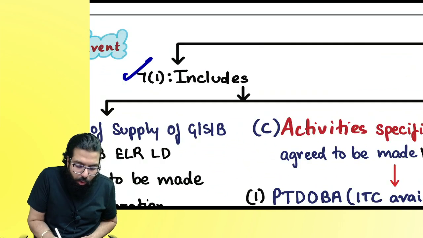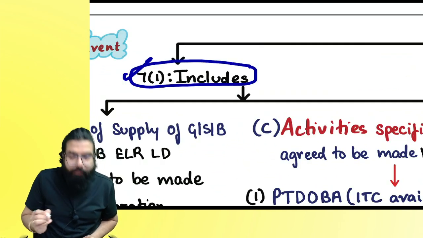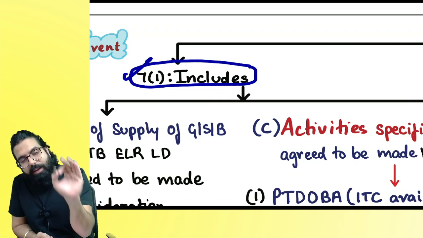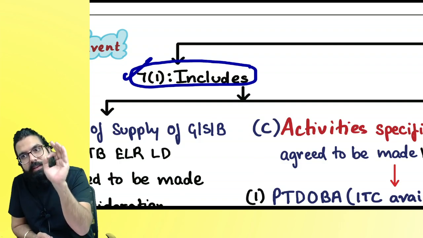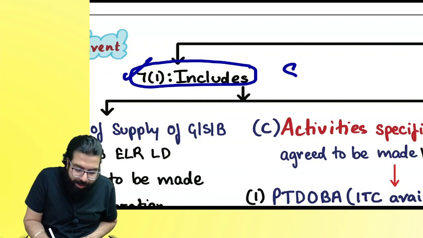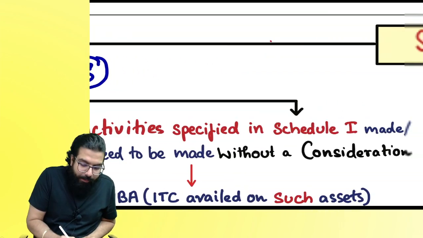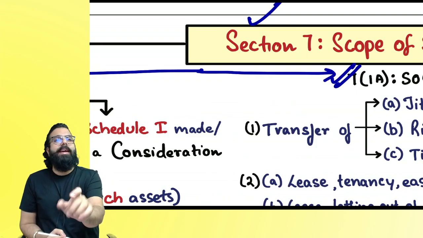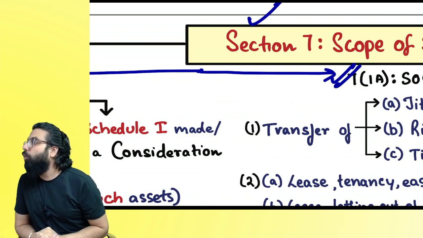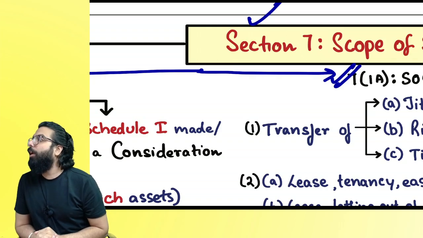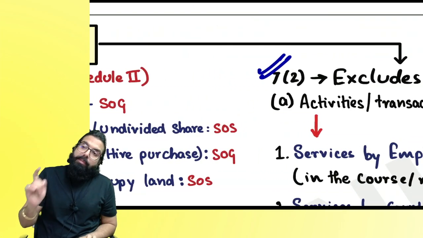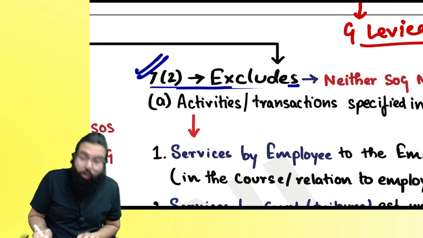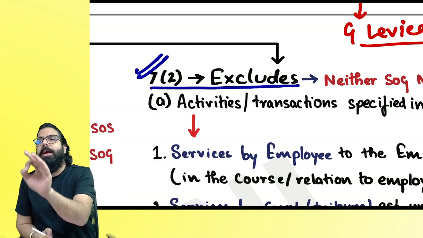Section number 7.1 says what are the things that will be included in supply. If an activity or transaction falls in section 7.1, it will be a supply. Once an activity is a supply, we go to section 7.1A, which says please go to Schedule 2. Schedule 2 will tell you whether it is a supply of goods or a supply of service. Even if something is a supply in section 7.1, if the activity is told in section 7.2, it will be neither supply of goods nor supply of service.